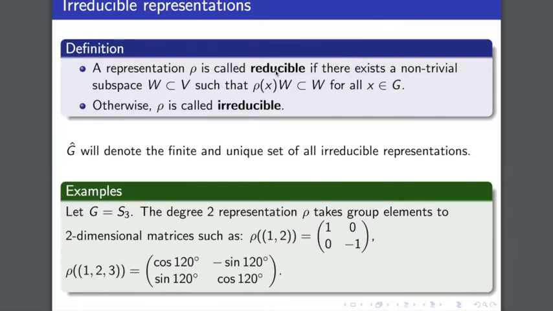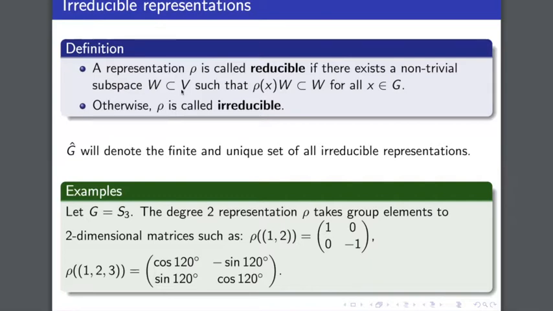A representation rho is called reducible if there exists a non-trivial subspace W of V such that the linear transformation rho x, applied to W, keeps all the vectors within W. When you apply rho x on them, they stay within W. So rho x doesn't move the vectors within W outside of W. And this is true for all x in G. If this happens, then we call the representation rho reducible. Otherwise, we call rho irreducible.